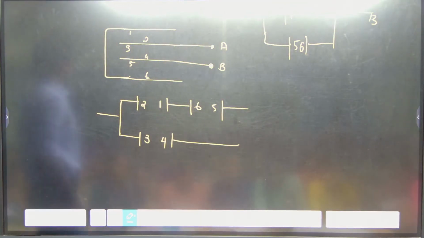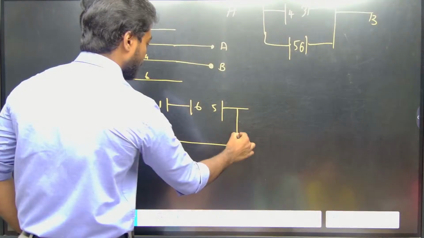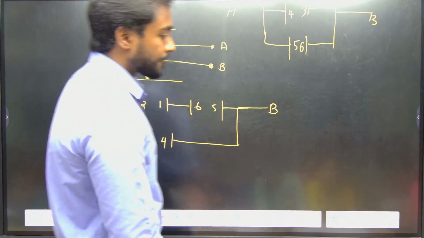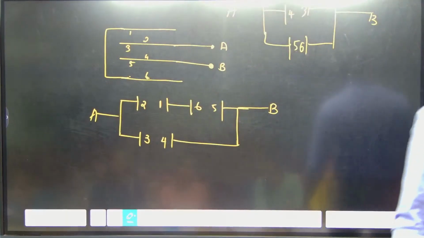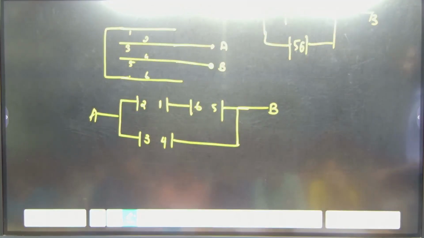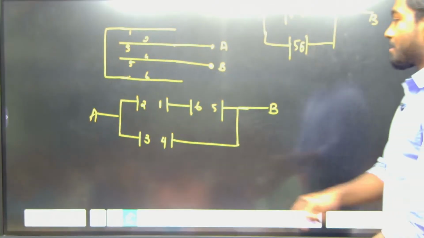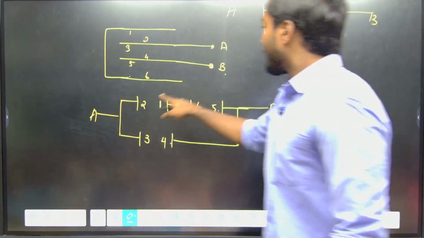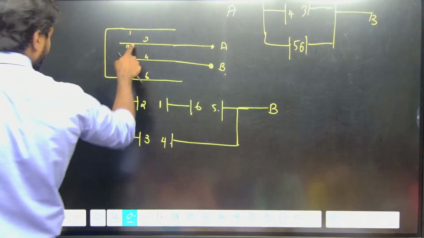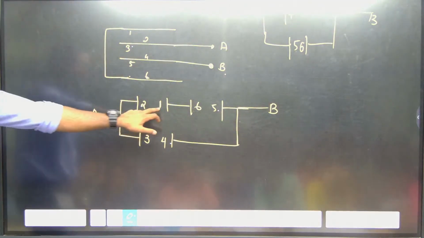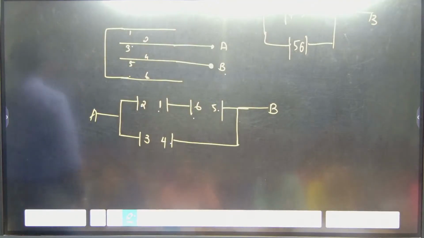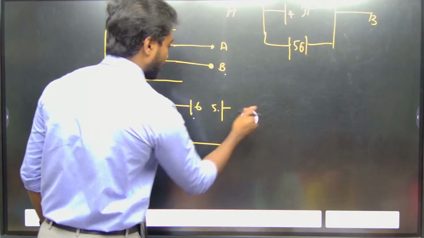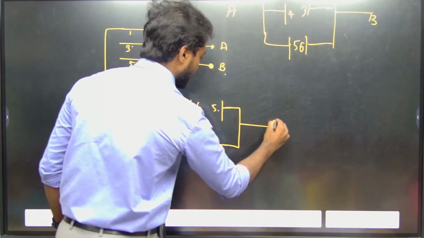Any doubt here? Still any doubts? 5, 4 connected with B, 2 and 3 connected with A, and I have got 1 and 6 also in between. Any doubt? So I can draw like this also, no? B.